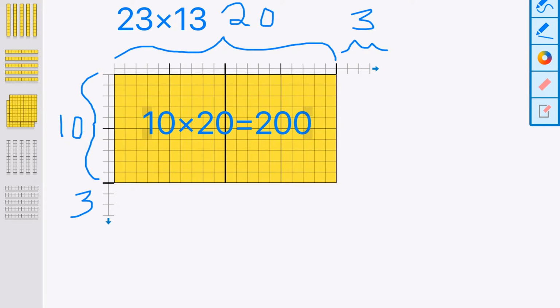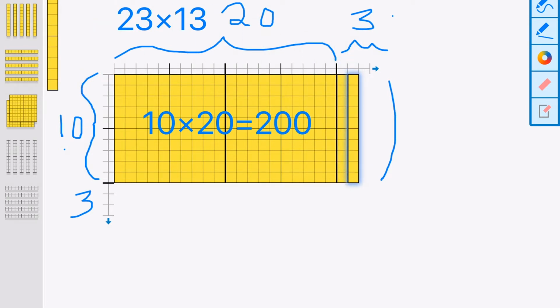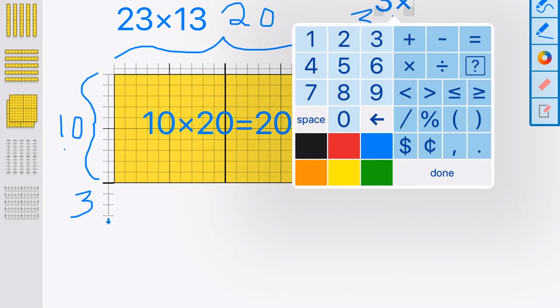Next, I can start thinking about the other spaces that I need to fill in to complete this array. We can start using tens. I know that this area right here is going to be 3 times 10. So that means there will be 3 tens that I'm using to fill in right there. So I can grab these tens and see how many fit there. So in this area, I know that my equation would be 3 times 10 equals 30.